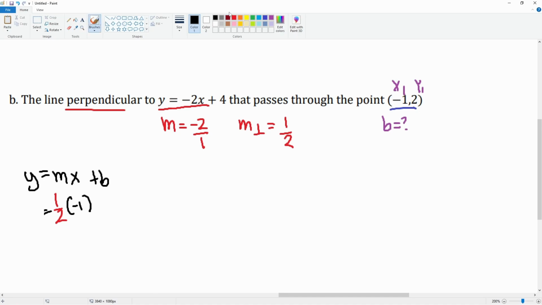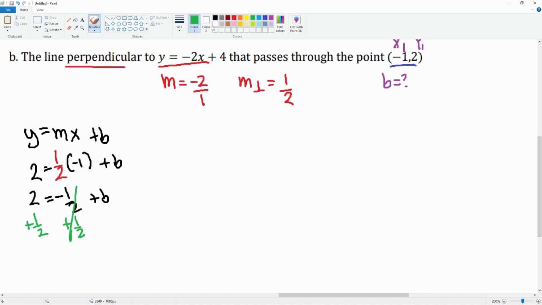And then the y here is 2, plus b, right? 2 is equal to what's 1/2 times negative 1? That's negative 1/2 plus b. You don't multiply this. You add 1/2 to both sides. Okay, that's how you get rid of it. Negative 1/2 plus 1/2 cancels. 2 plus 1/2 can be 2.5, right? Or you can say 3 over 2 is equal to b. So that's what your b value is. b is equal to 2.5 or 3 over 2.